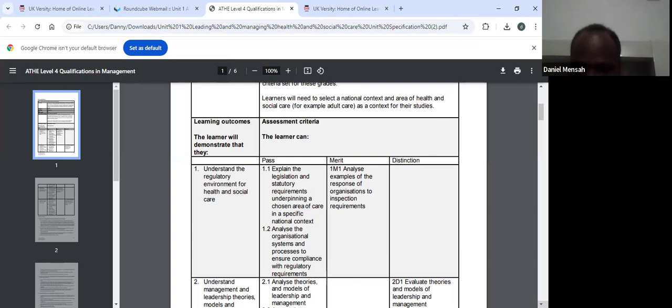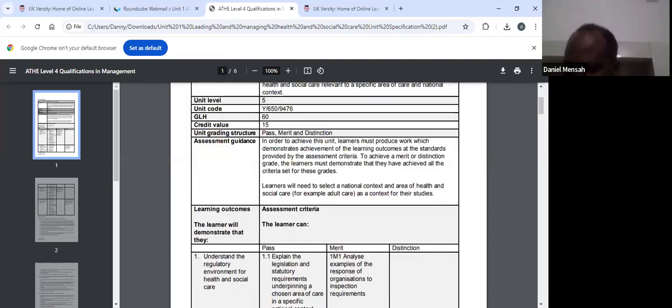Should you want a pass mark, we expect you to be able to explain the legislation and statutory requirements underpinning a chosen area of care in a specific national context. That is if you want to achieve a pass mark. And if you want to achieve a merit mark, then you should go further to analyze examples of the response of organizations to inspection requirements and so on, and distinction as well.